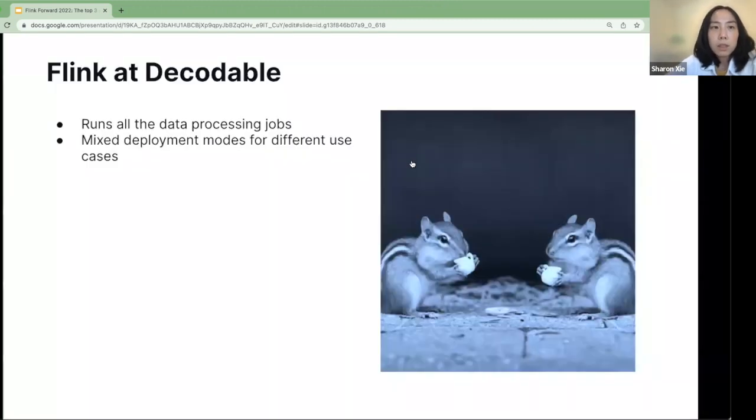So Decodable uses Flink a lot. It runs all the data processing jobs. Decodable offers real-time data processing as a service, and internally we use Flink a lot. It runs all the data processing jobs, and we use all sorts of deployment modes for different use cases, and I'll talk a little bit more about this later.